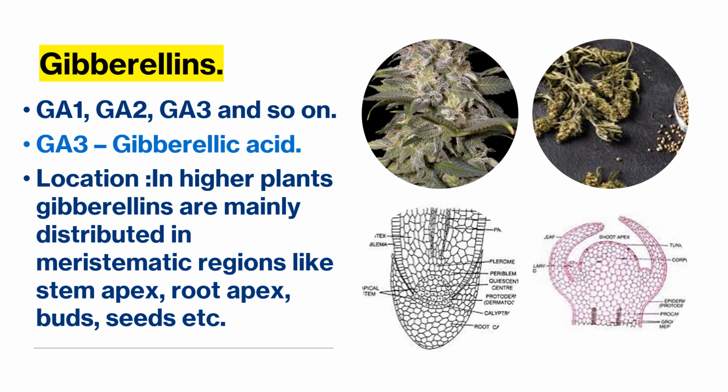Another growth promoting hormone is gibberellin. Gibberellins are of different types, GA1, GA2, GA3, etc. GA3 means gibberellic acid. This gibberellic acid is used to speed up the malting process in the brewing industry. That is very useful in the brewing industry, or we can say in the food industry. Then location: where is the location of these gibberellins? In higher plants, gibberellins are mainly distributed in meristematic regions like stem apex, root apex, buds, seeds, etc.